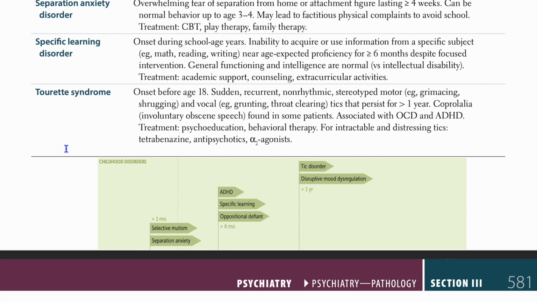Tourette syndrome, its onset before age 18, sudden, recurrent, non-rhythmic, stereotyped motor tics, for example, grimacing, shrugging, and vocal tics, for example, grunting and throat clearing, that persist for more than 1 year. For this, you can watch a YouTube video, and once you watch it, you won't forget what Tourette's is. Coprolalia. This is involuntary obscene speech found in some patients associated with OCD and ADHD. Treatment is psychoeducation, behavioral therapy for intractable and distressing tics, tetrabenazine, antipsychotics, and alpha 2 agonists.